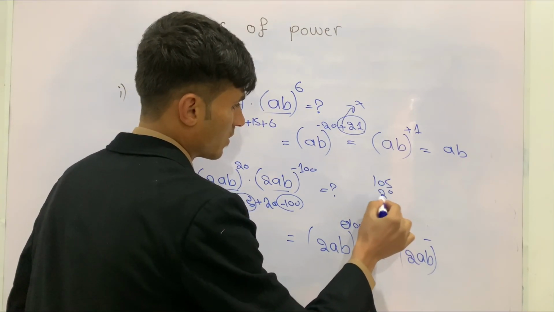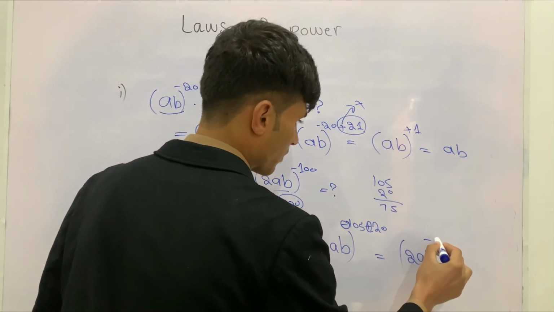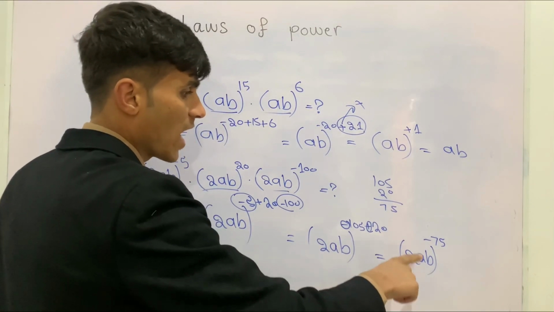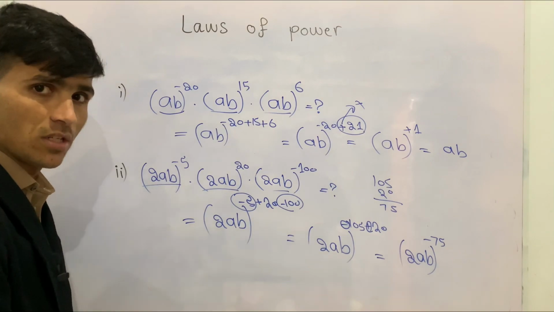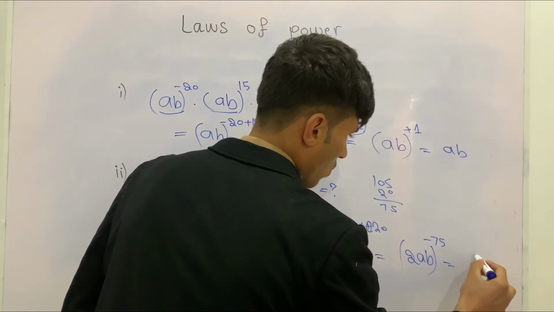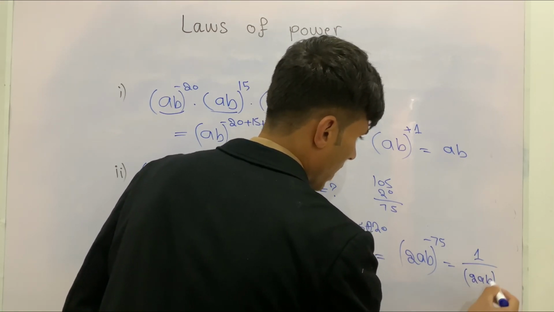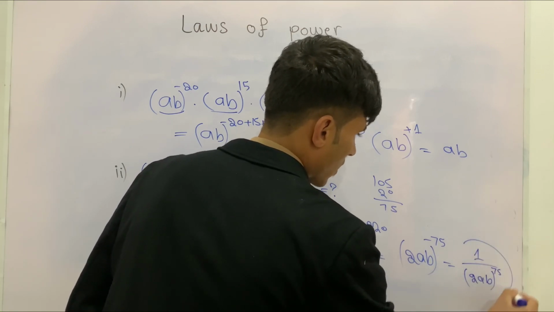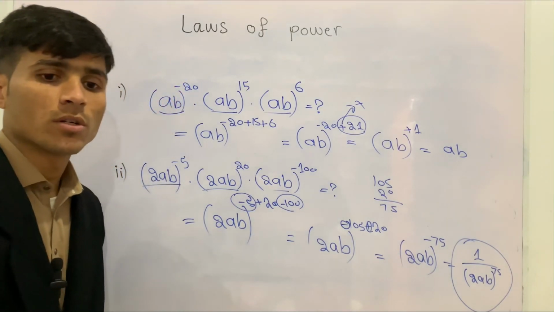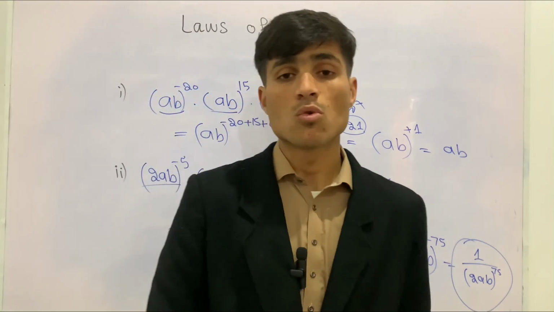105 minus 20 is 75. This is our final answer: 2AB whole to the power negative 75. Or we could write this as 1 over 2AB whole to the positive 75. We will talk about how to make a negative power positive later. We will explain it later, step by step.